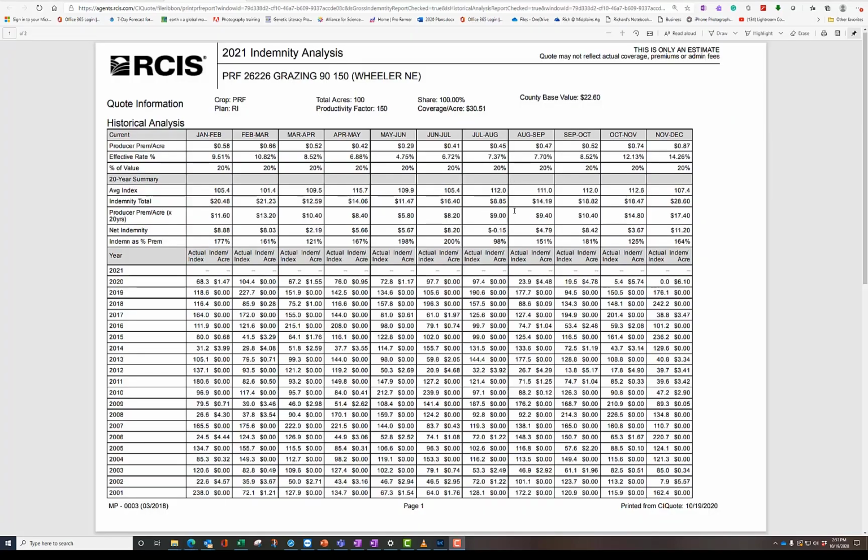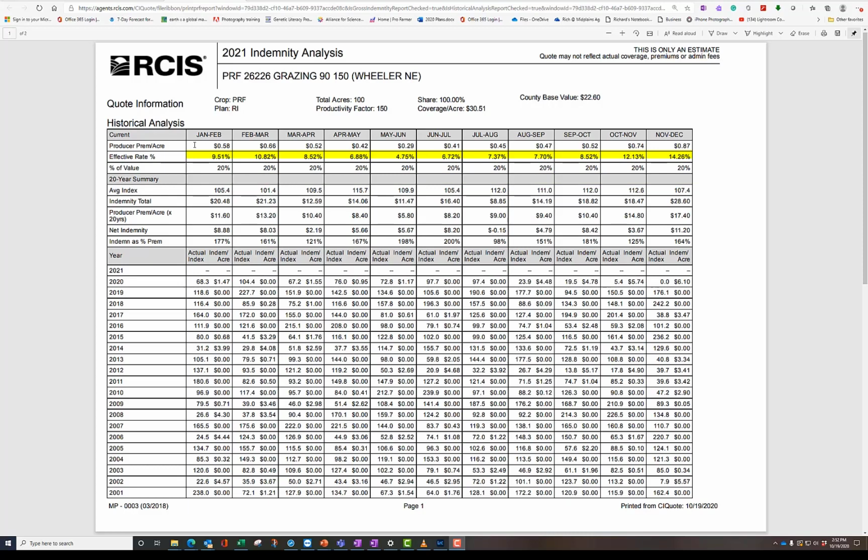This is the report we generated, and I'll take you through the values to explain what they are. The county base value is a value that the RMA has determined to be the average value of grazing land in Wheeler County. We can use a productivity factor to adjust the value up or down. In this case, we used a factor of 150 to raise the value to $30.51. The current line is the periods that were available: January, February, February, March, March, April, so on. And we allocated a value of 20% to each period.